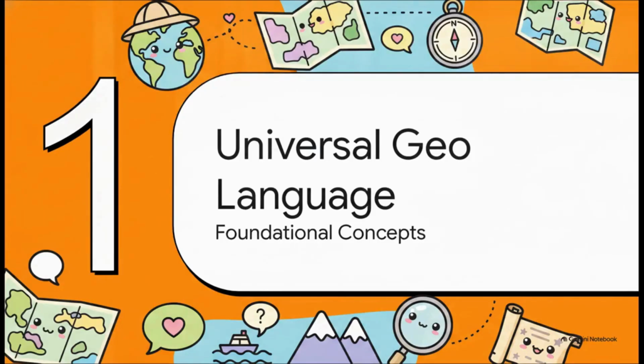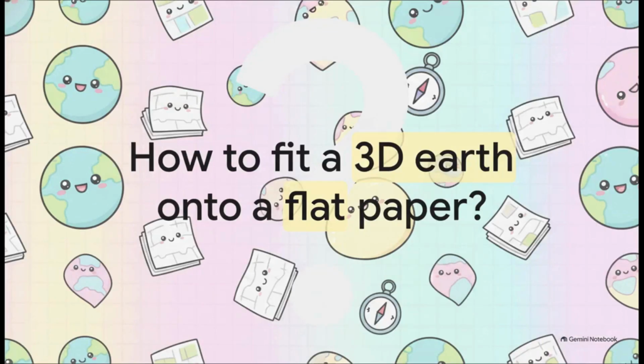All right, let's kick things off with Section 1, the Universal Geographic Language. Now, before we can even start using maps, we have to wrap our heads around a massive physical challenge. Seriously, how do we fit the huge, three-dimensional Earth onto a completely flat piece of paper? It kind of sounds like a magic trick, doesn't it? But this is exactly the puzzle that cartographers have been solving for thousands of years.